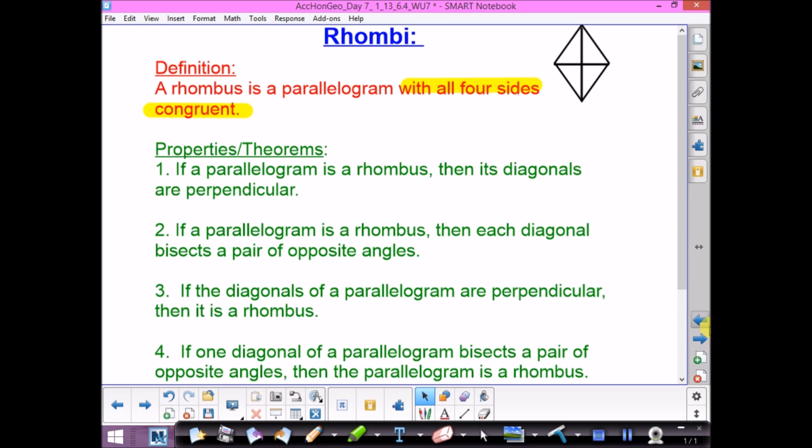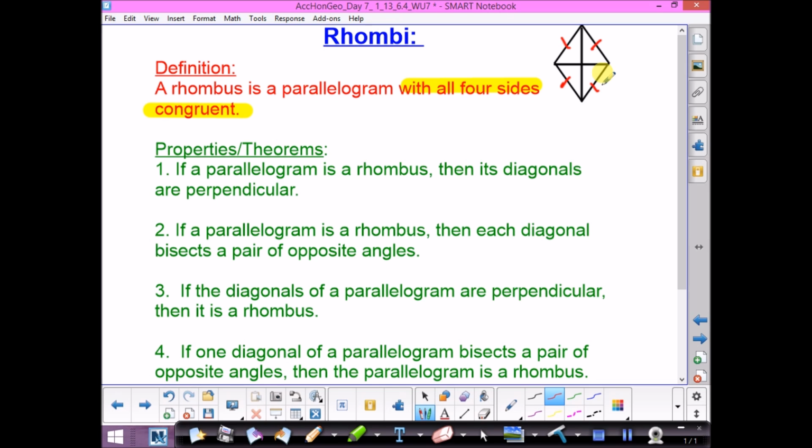So a rhombus is a parallelogram with 4 congruent sides. So you have to remember all 4 sides must be congruent or it's not a rhombus. Don't confuse this though and think that it's a square if you have 4 congruent sides. We only know that it's a rhombus if all we know is that the 4 sides are congruent and it's a parallelogram.